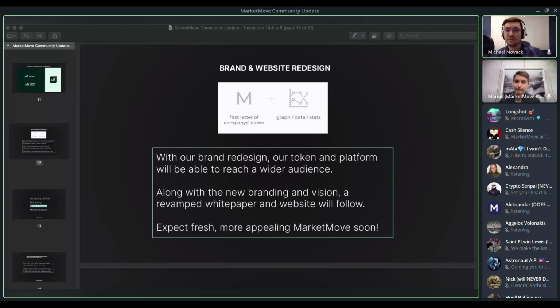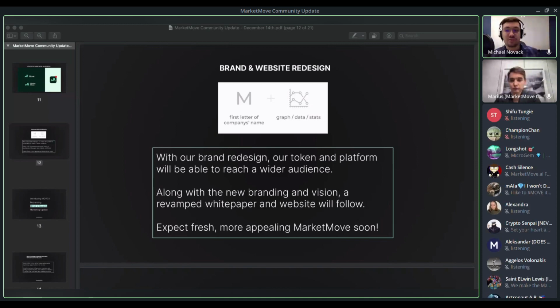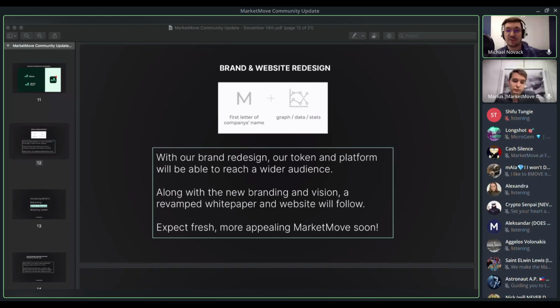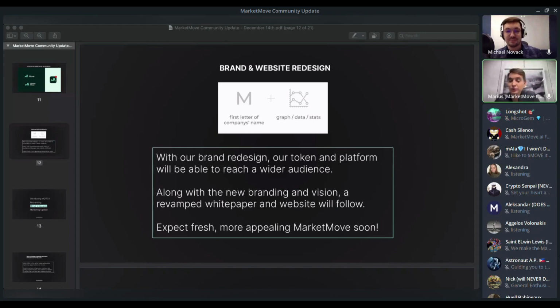Also, along with the new branding and vision, so with graphics, let's say, a revamped white paper will follow, because as you can clearly see, we are revamping the vision about the platform and the long-term strategy. So everything will be updated. We are working on that, and expect some fresh, more appealing market moves soon, as you can see in the presentation.